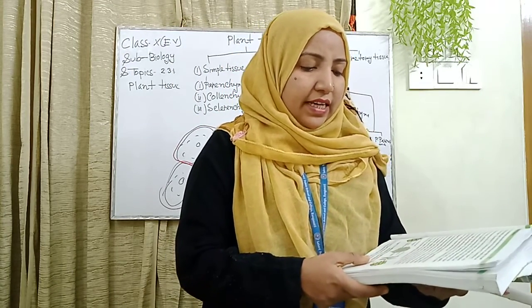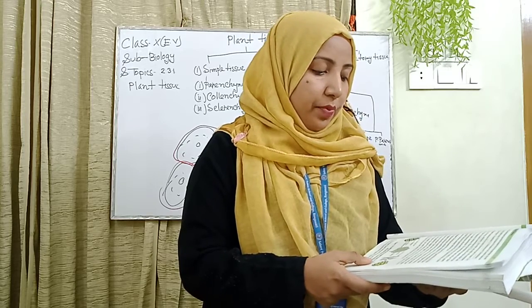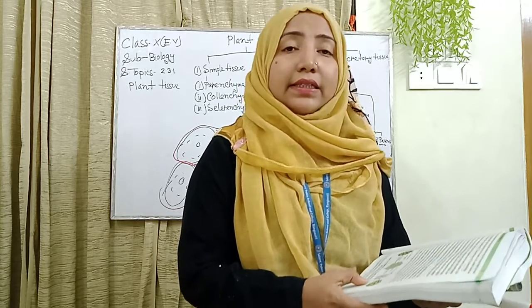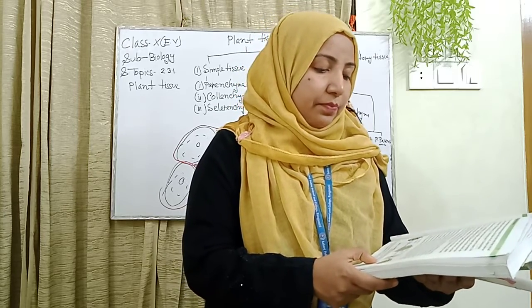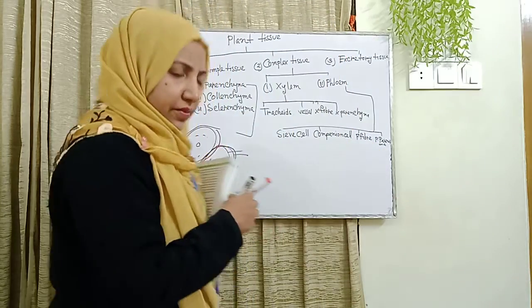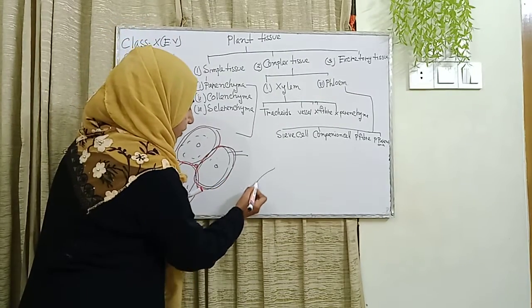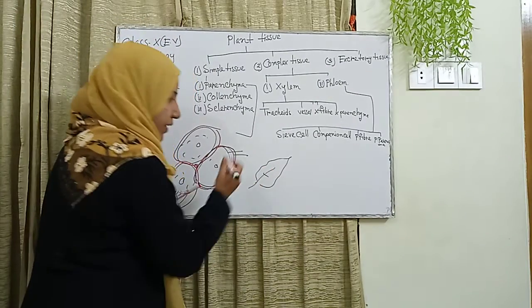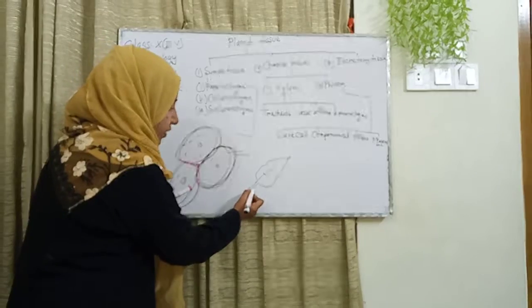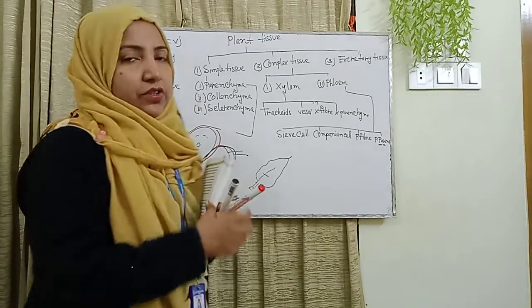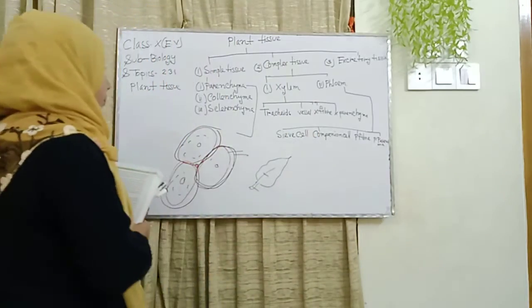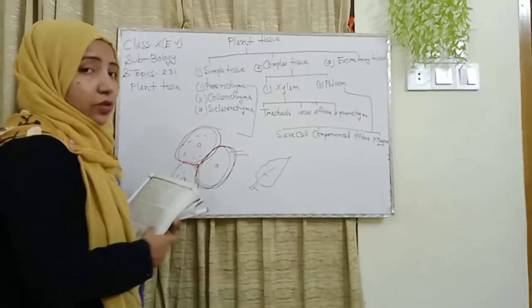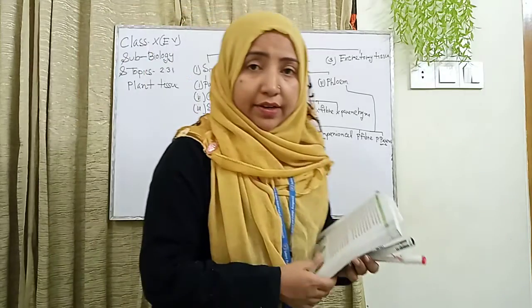Their main functions are to produce food and provide the plant with mechanical support. They are found in the veins and petioles of leaves. What are the veins? I will draw a leaf. This structure is the veins, and this structure is the petiole. We have now covered parenchyma and collenchyma, and now I will explain sclerenchyma.